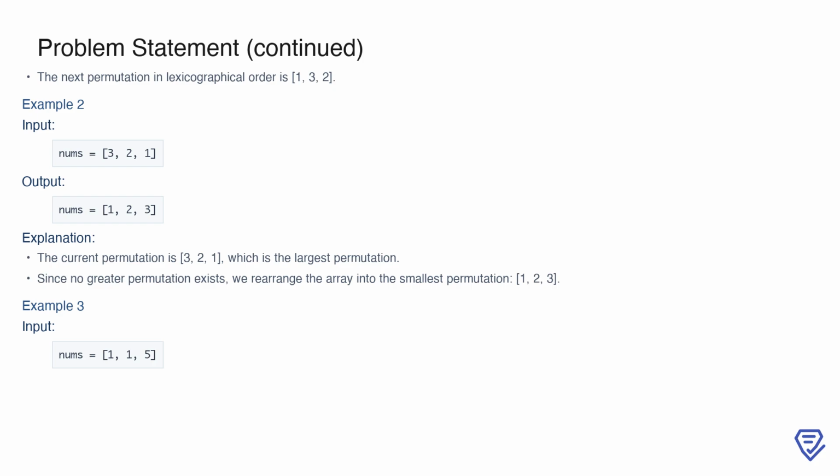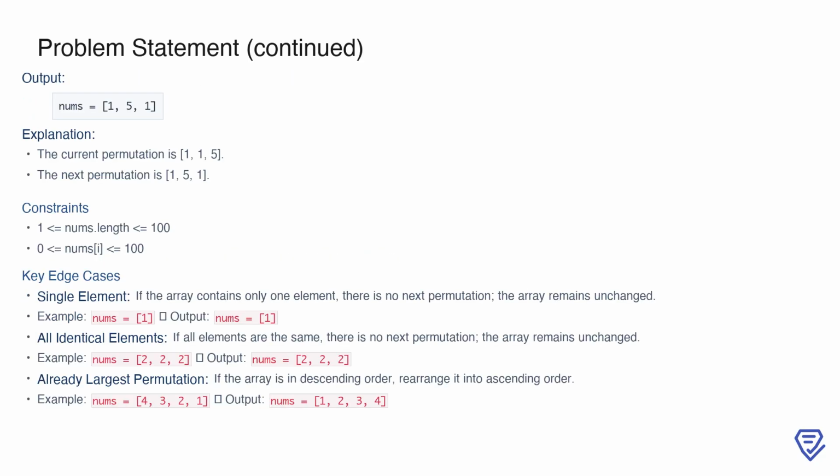Another example is with the array 1, 1, 5. The next permutation in this case is 1, 5, 1. This involves rearranging the numbers to find the smallest lexicographical order that is greater than 1, 1, 5. The problem comes with some constraints and important edge cases to consider.